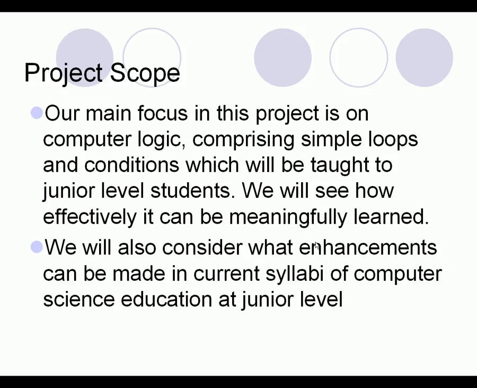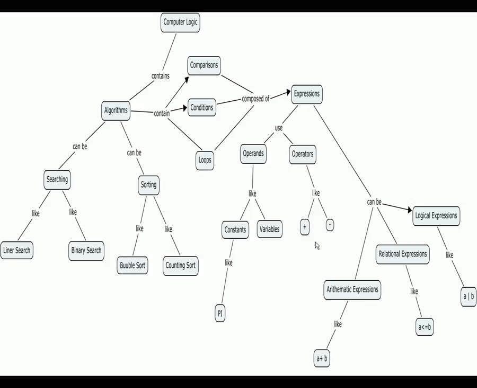Like I said, the project scope for this presentation is teaching logic, comparisons, simple loops, introductory algorithms like sorting, searching, binary search, counting sort, etc. And also we'll be looking at enhancements to be made in the current syllabi of computer science books prescribed to 6th and 7th class children. This is a concept map that we arrived at by studying the problem statement. Like you can see, the algorithms that we'll be focusing on will primarily be searching and sorting. Searching includes algorithms like linear search and binary search, and sorting like bubble sort and counting sort.